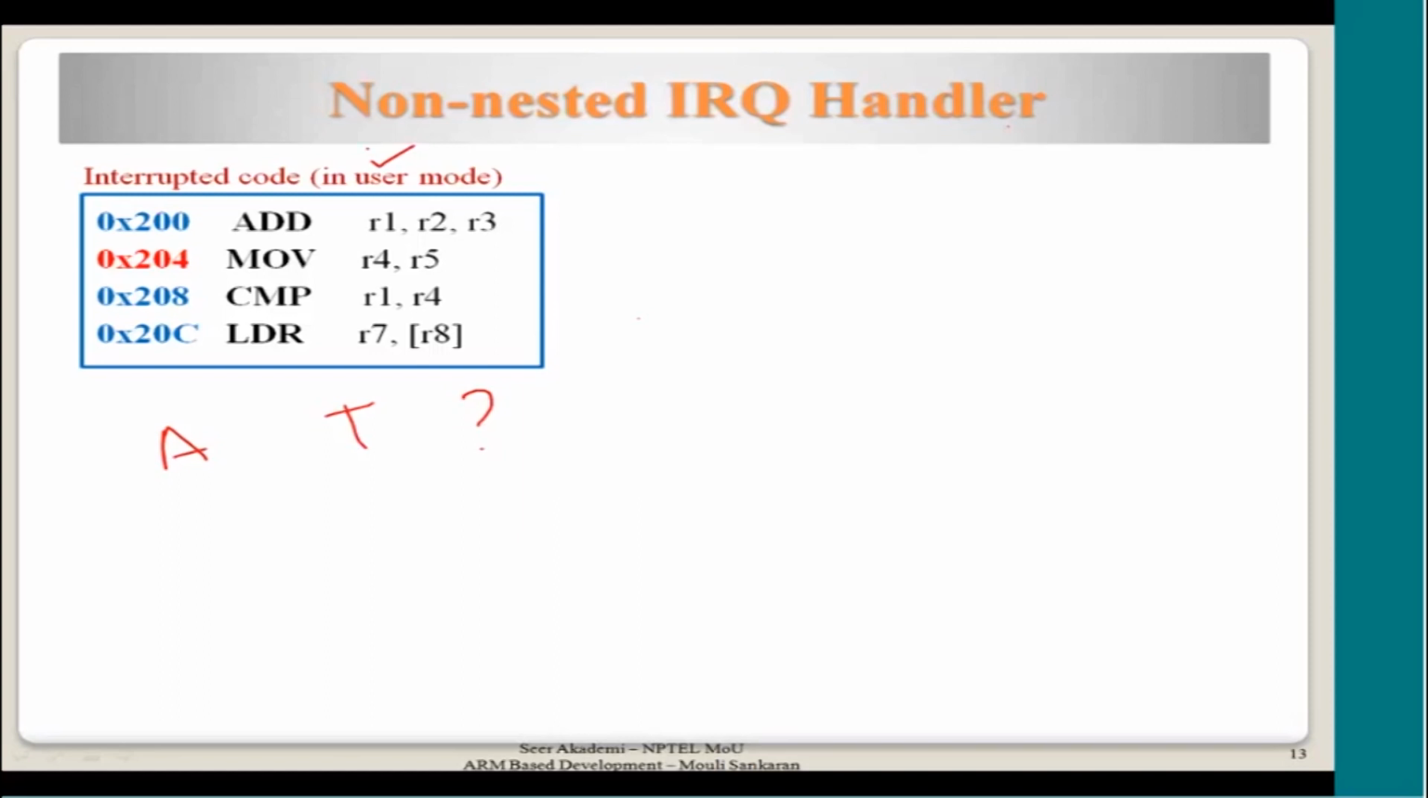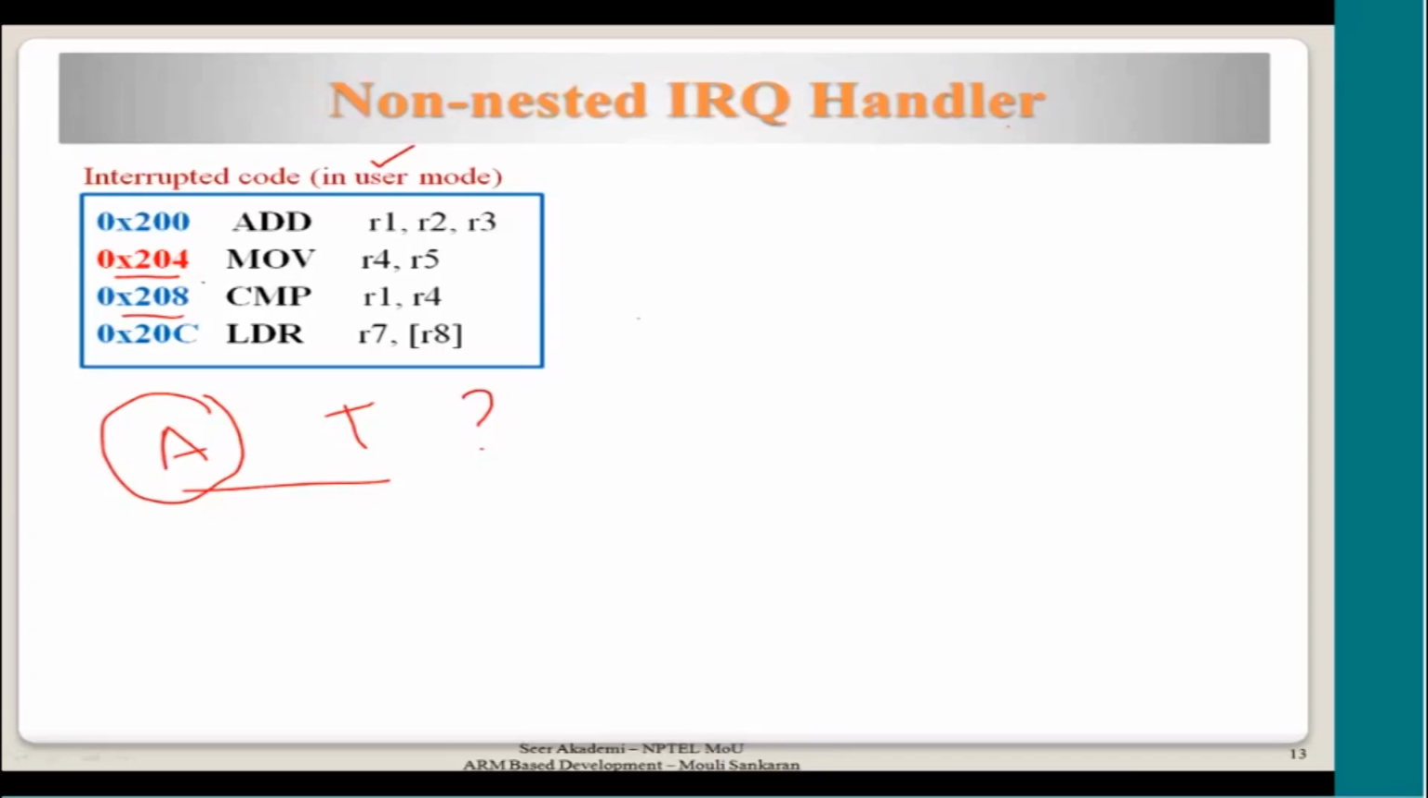This code is being executed in user mode; the mode bit of the processor is in user mode. These are the addresses at which this code is stored in memory, and it is being executed by the processor. I am asking whether it is in ARM state or Thumb state. If you have guessed it right, it is ARM state. Why? The difference between the instruction addresses gives you a clue. They are 4 bytes apart, right?